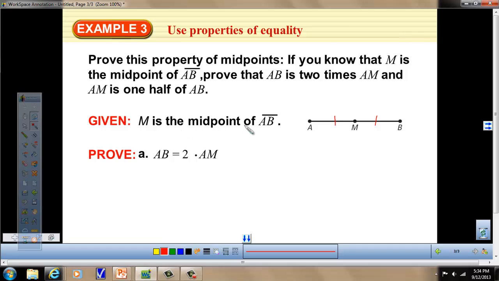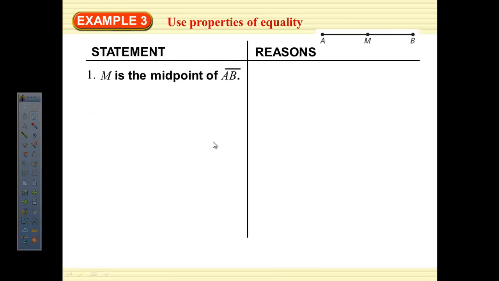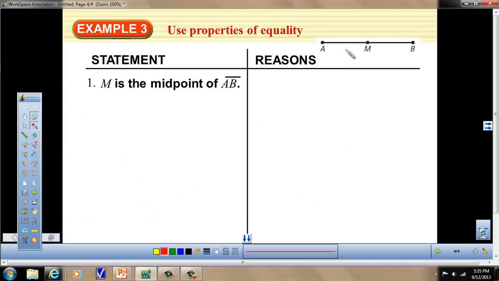So when we go from the word to what it means, or what it means to the word, we're using a definition. We're going to take a look at what this looks like in terms of a proof. So we're going to prove AB is equal to 2 times AM. We're also going to prove that AM is equal to 1/2 AB, which should be easy once we prove the first thing. So we start off again with M being the midpoint of AB, and we mark the figure.